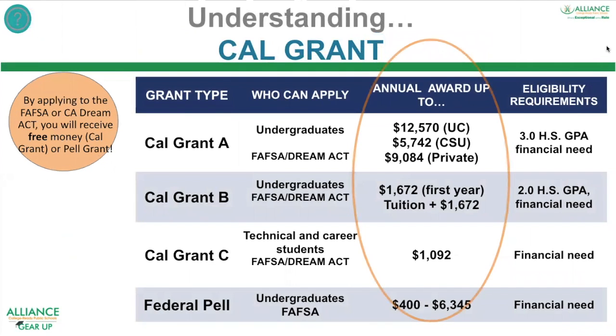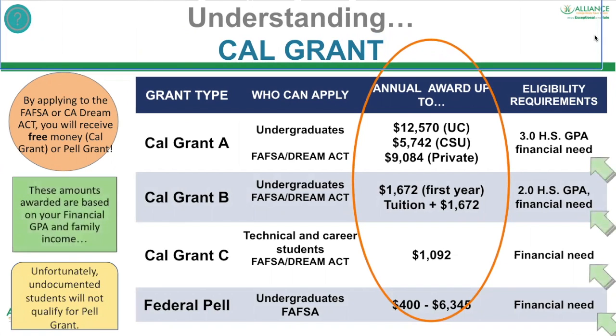Now, understanding the Cal Grants. So there are 3 Cal Grants, A, B, and C, and then the federal Pell Grant, excuse me. By applying to the FAFSA or the California Dream Act, you will receive free money, Cal Grant or the Pell Grant. These amounts awarded are based on your financial aid and family income. Unfortunately, undocumented students will not qualify for Pell Grant.